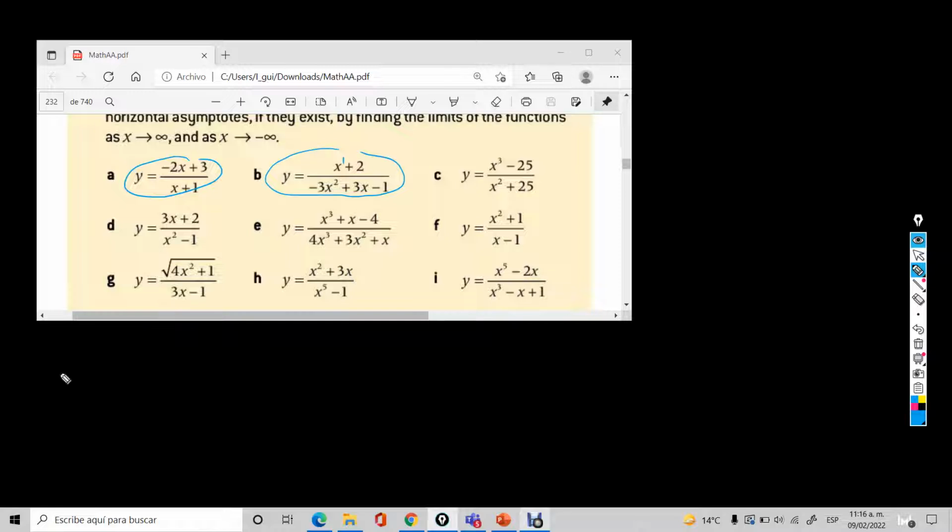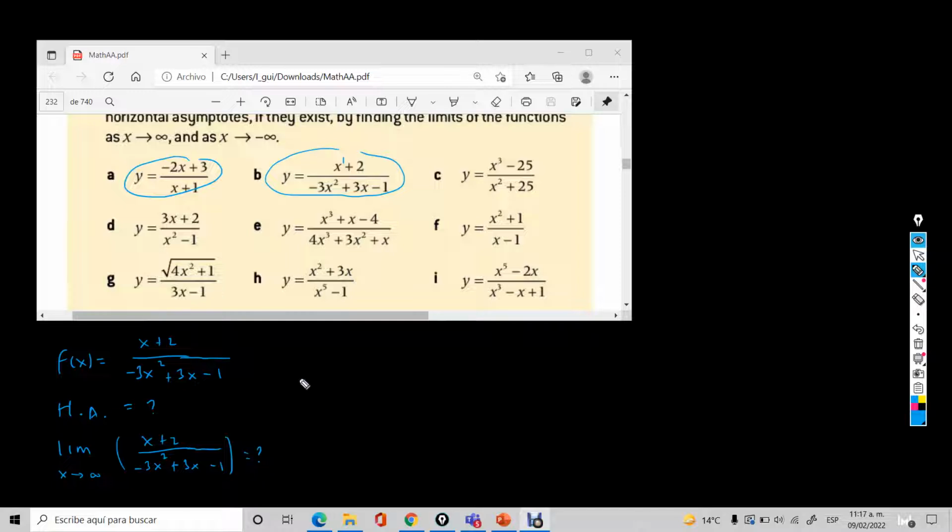So here we go. Let me write the function f of x equals x plus 2 over minus 3x squared plus 3x minus 1. So this is your function, and you're gonna first get the horizontal asymptotes. How do you find these things? By asking this question: what is the limit as x approaches infinity or minus infinity, it's basically the same, of your function, which is all of this, x plus 2 over minus 3x squared plus 3x minus 1.